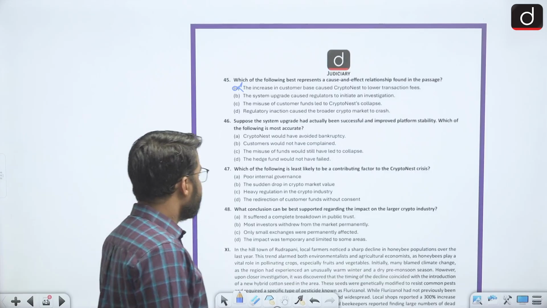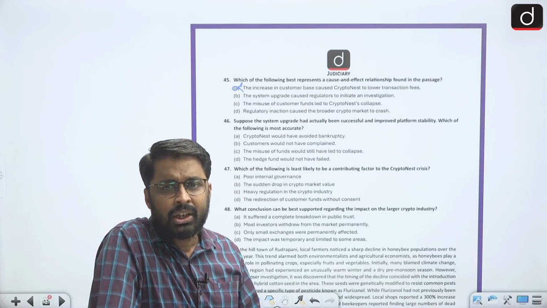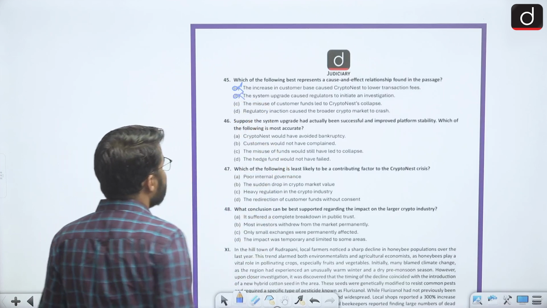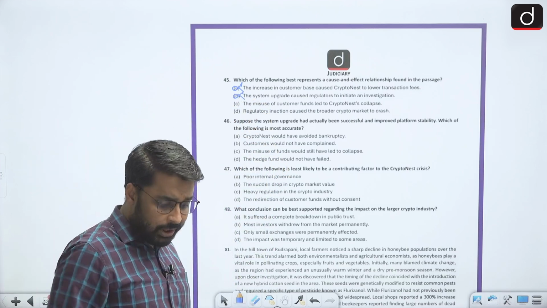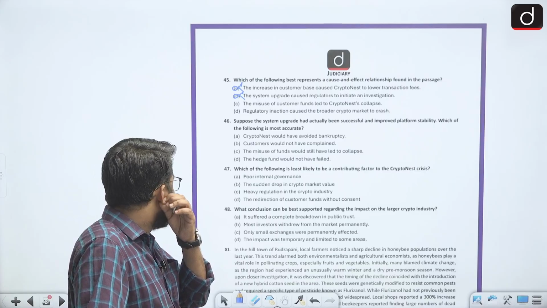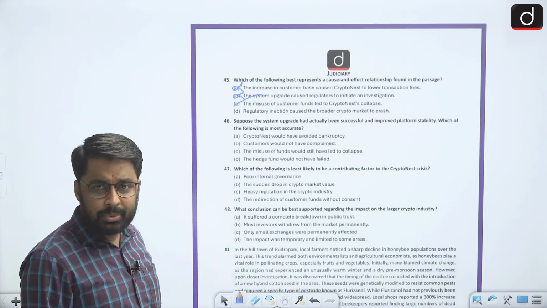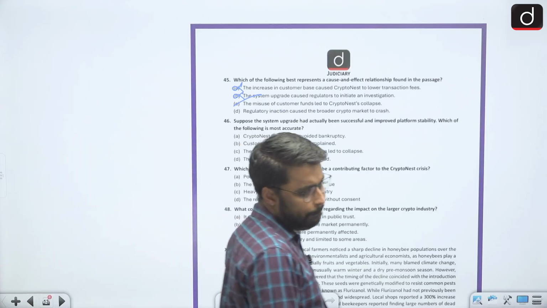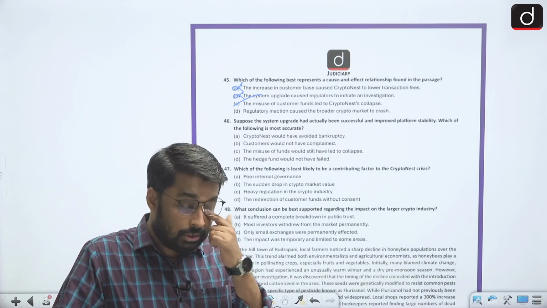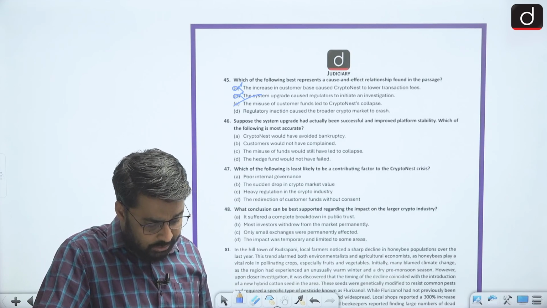The system upgrade caused regulators to initiate an investigation. No, the system upgrade was giving a problem to the customers because their withdrawal requests were getting delayed. It did not initiate any investigation. A and B will not be correct because they are not stated anywhere directly in the passage. C, the misuse of customer funds led to CryptoNest's collapse. Yes, they misused the customers' funds, which dried up their liquidity, and because of that, CryptoNest collapsed, because the customers were getting furious as their withdrawal requests were getting denied. So ultimately, that led to the company's collapse. So the answer will be option C.